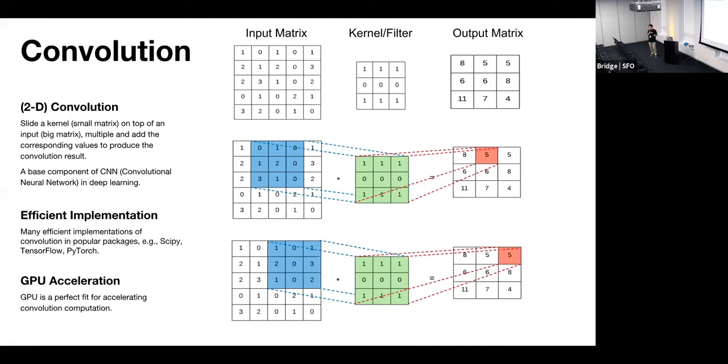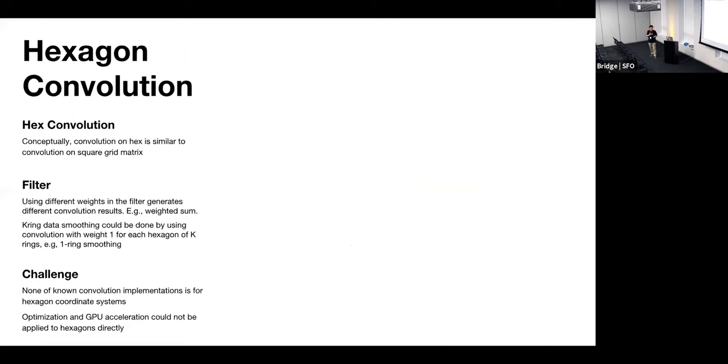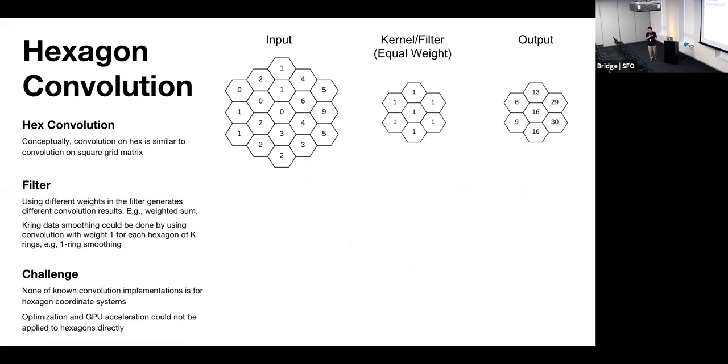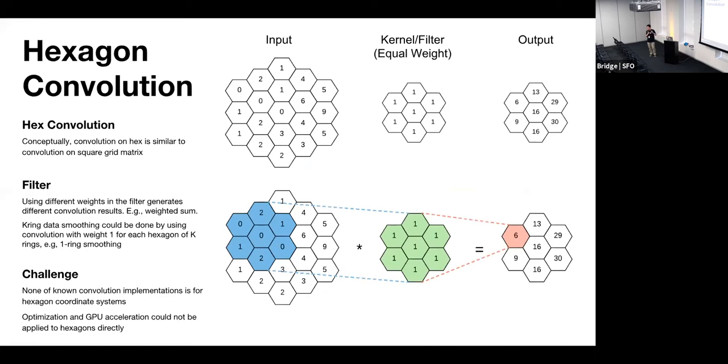So we have this convolution on grid matrix. So the question is how can we do this on the Hexagon data? The idea actually is very similar. What we want to do is run the convolution on the Hexagon data.